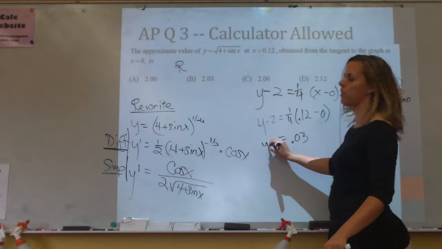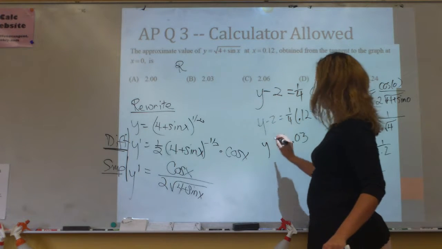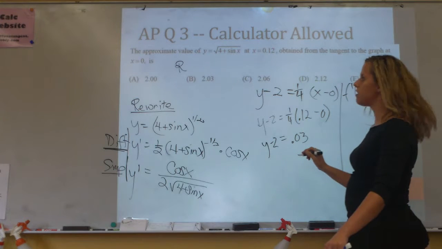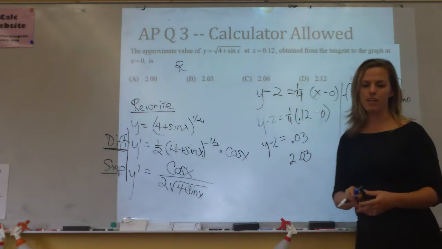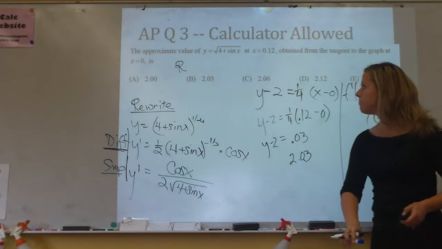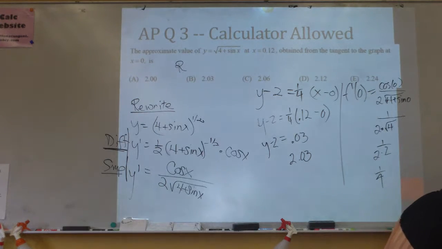Don't accidentally say it's 0.3. Oops, had 3 on the mind. Plus 2 to both sides is 2.03, which is B. All right. Oh, I need to plug this in here.